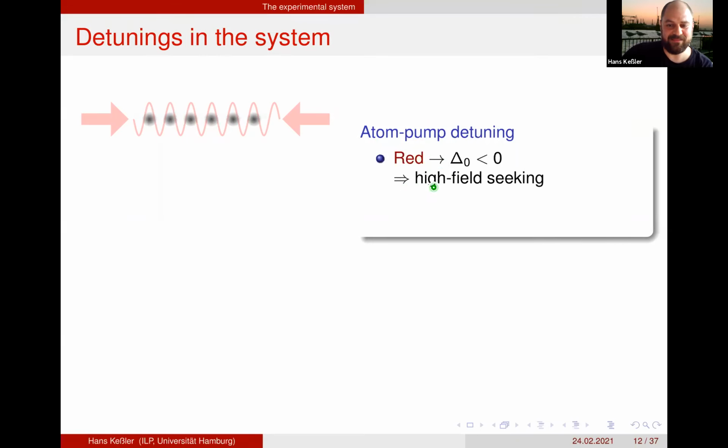So that means the atoms are high-field seeking, so the minimum of the potential is at the maximum of the intensity. That means if the atoms self-organize and localize, they localize at the maximum of the intensity and they see even more light, the coupling increases and this process gets amplified.